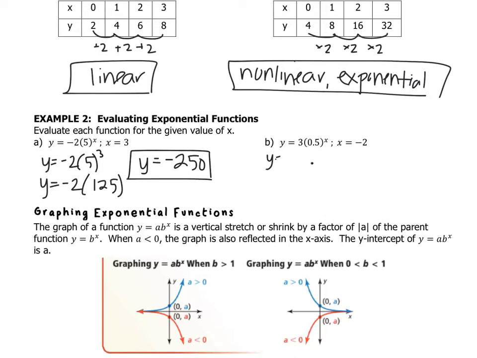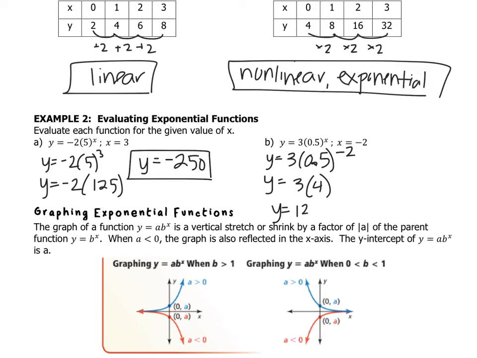All right, let's do letter B. Y equals 3 times 0.5 to the -2. So you can just type that in your calculator. Y equals 3 times, that gives me 4. And so that gives you 12.